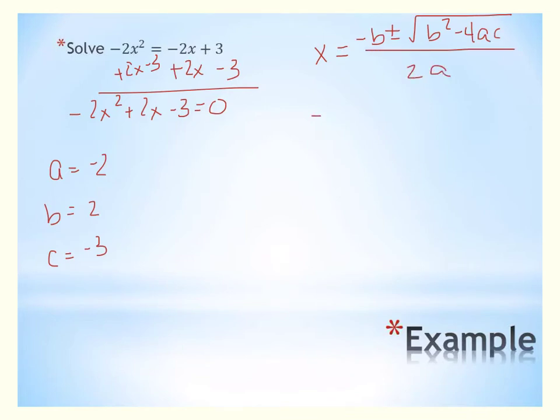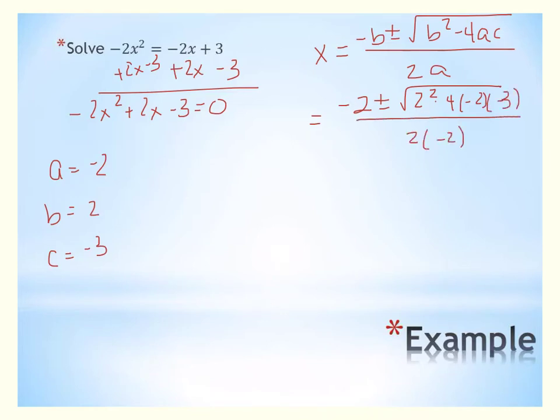Okay, so we're going to have negative 2 plus or minus the square root of 2 squared minus 4 times negative 2 times negative 3, all over 2 times negative 2, which is negative 2 plus or minus the square root of 4 minus, because I have a negative times a negative times a negative, right? So negative 4 times negative 2 times negative 3 is a negative 24, so minus 24, all over negative 4.